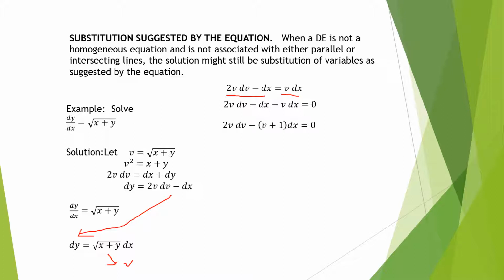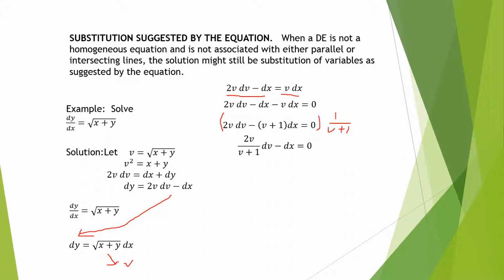And then combine the dx. You have 2v dv minus (v plus 1) dx. This is combined there. And then of course divide this by, in order for you to reduce it to variable separable, 1 over v plus 1.